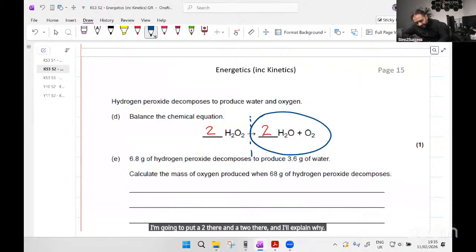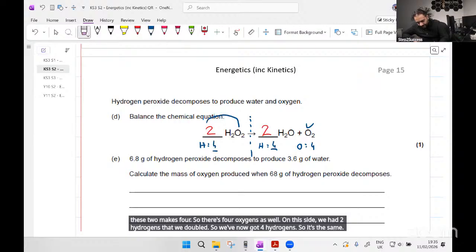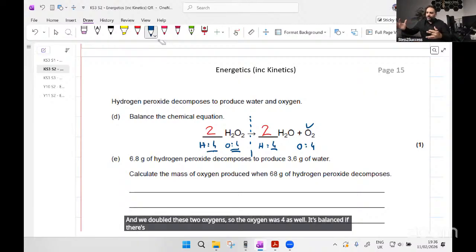On this side of the equation, there are two hydrogens that we have doubled. So there are now four hydrogens. And we have doubled that oxygen, that's two, plus these two makes four. So there's four oxygens as well. On this side, we had two hydrogens that we doubled. So we've now got four hydrogens, so it's the same. And we doubled these two oxygens, so the oxygen was four as well. It's balanced if there's the same number of each thing on both sides.